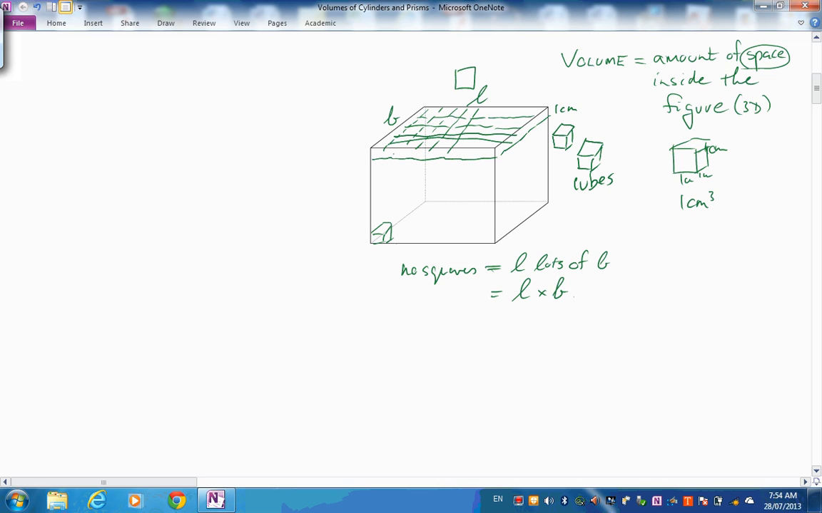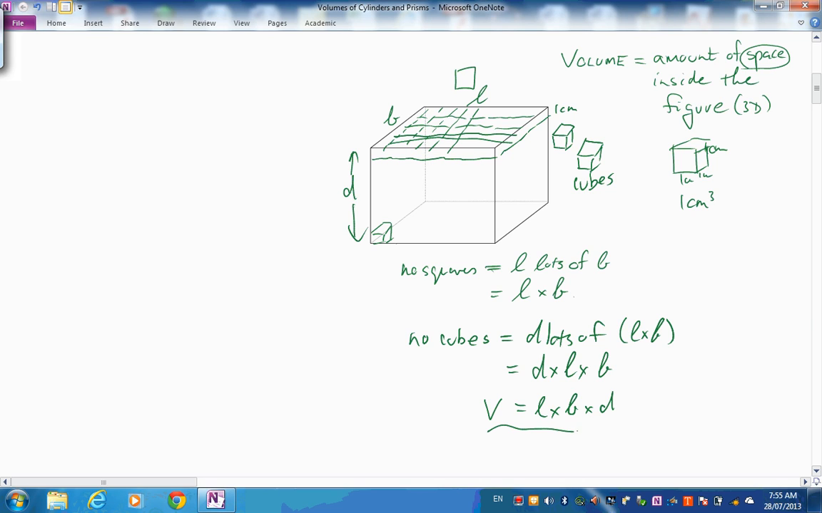How many times can you do that? Well, let's say it's d centimetres high here. So the number of cubes will be d slices, d lots of L times B. Every one of those squares will give a cube. So how many cubes will we have? It'll be D times L times B. And you know we usually write that the other way around. Volume is length by breadth by depth of a figure like this. But I really don't want you just to memorize off the formula.